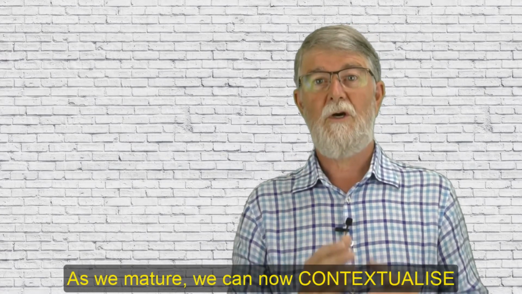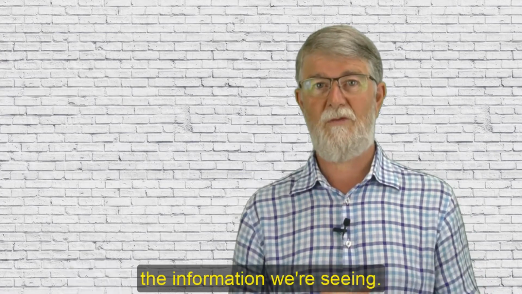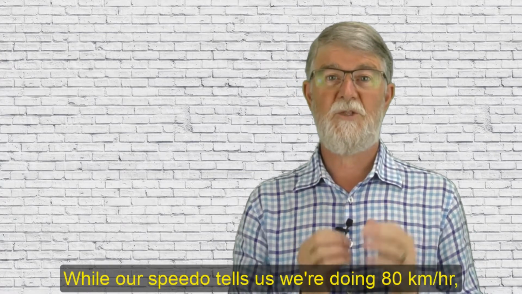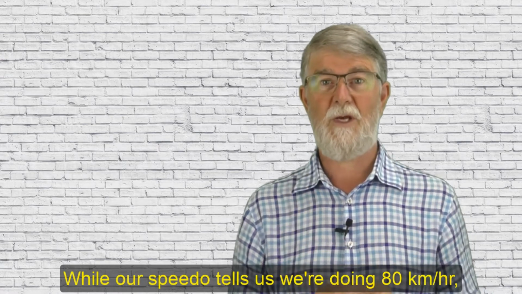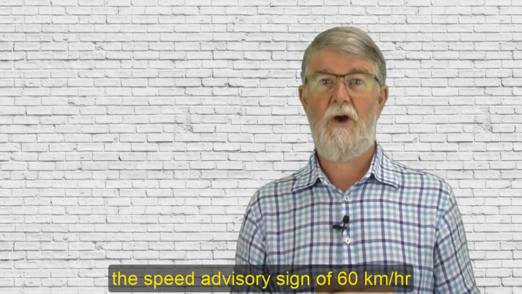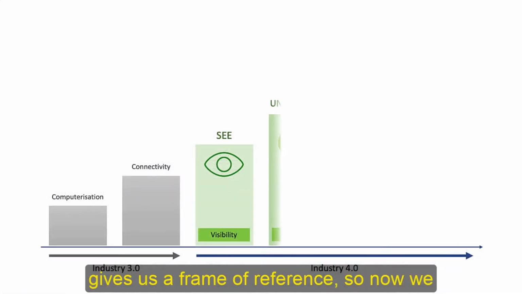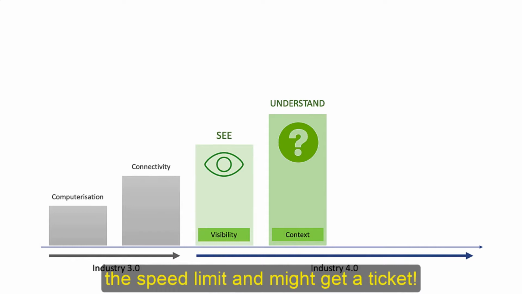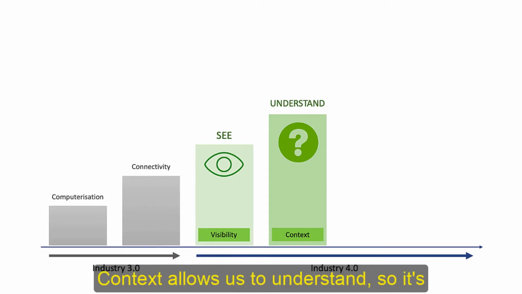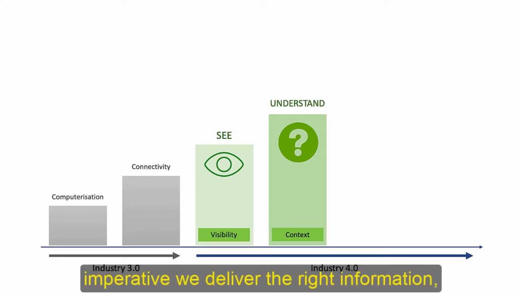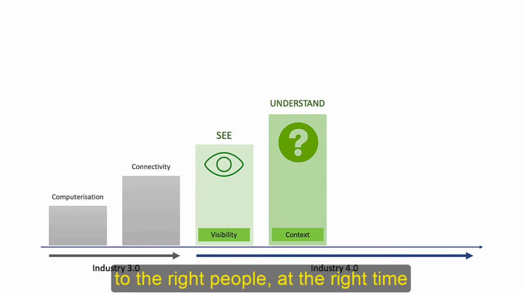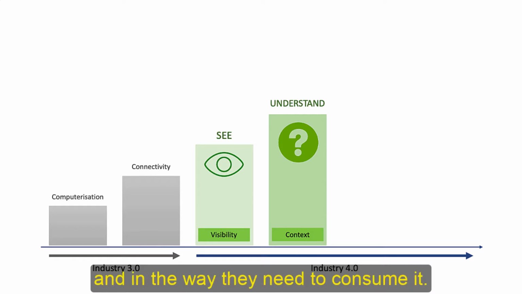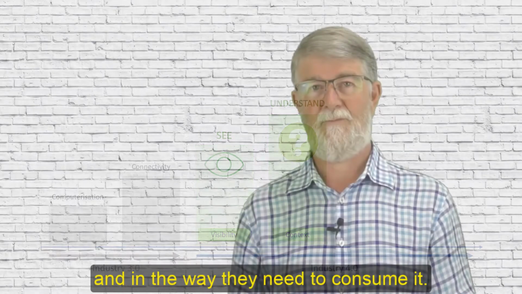As we mature, we can now contextualize the information we're seeing. While our speedo tells us we're doing 80 kilometers an hour, the speed advisory sign of 60 kilometers an hour gives us a frame of reference, so now we have context to realise we're breaking the speed limit and might get a ticket. Context allows us to understand, so it's imperative we deliver the right information to the right people at the right time and in the way they need to consume it.